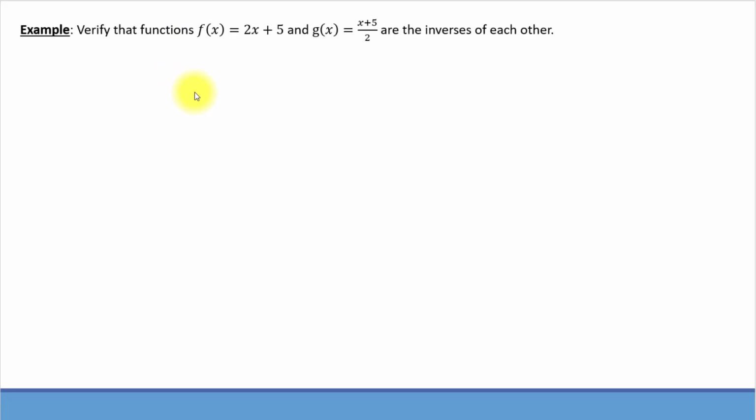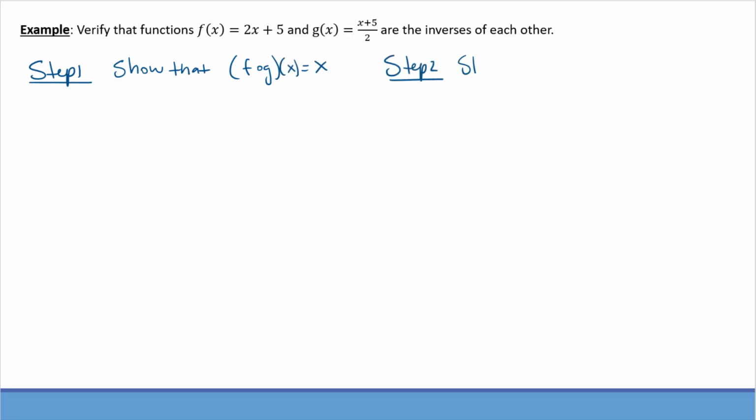Let's practice this rule and verify that functions f of x equals 2x plus 5 and g of x equals x plus 5 over 2 are the inverses of each other. You might recognize this function. Remember that was the inverse function that we obtained for function f of x. Now we can formally demonstrate or show that they're indeed inverses of each other. For that, we need to show that f composed with g equals x, and then we have to show that g composed with f equals x.